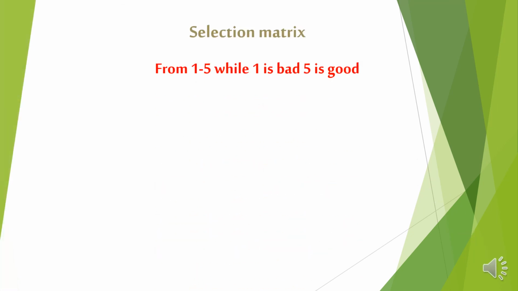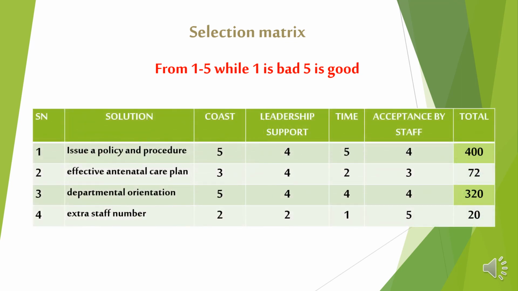For example, we will do one here. From 1 to 5, we are grading our solutions from 1 to 5, where 1 is bad for us and 5 is good. Other people can do it vice versa, 5 is bad and 1 is good. It's according to the consensus of the group doing the selection matrix here.